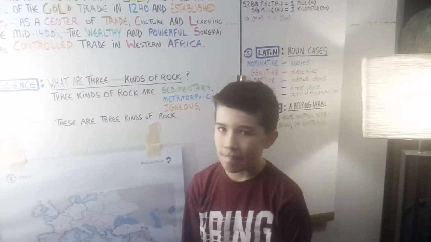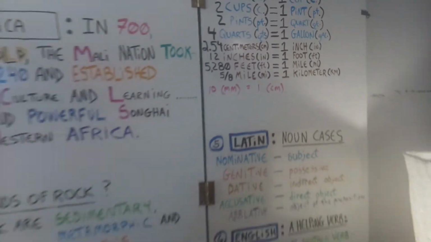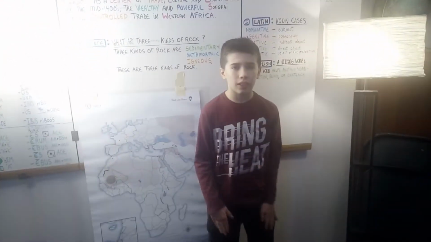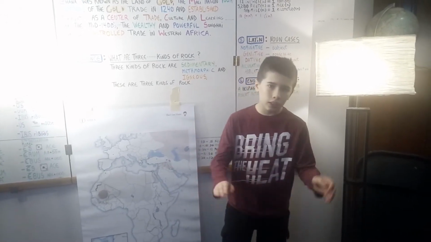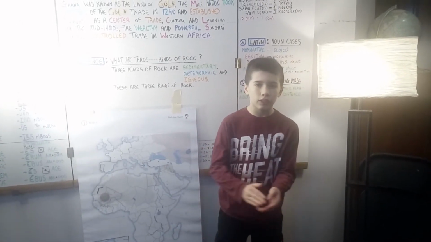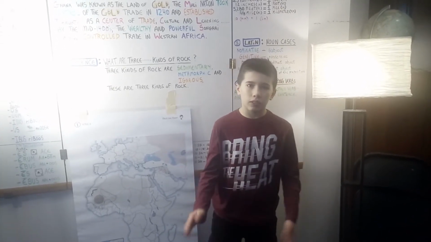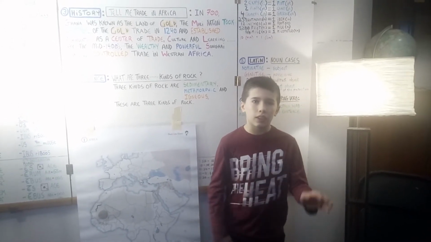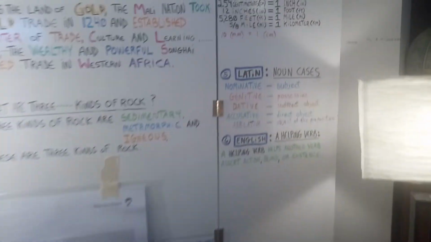All right, let's do our math song, and this week we left off with 4 quarts equals 1 gallon. So here we go. 1, 2, 3. 4 quarts equals 1 gallon. 2.54 centimeters equals 1 inch. 12 inches equals 1 foot. 5,280 feet equals 1 mile. 5/8 of a mile equals 1 kilometer. 10 millimeters equals 1 centimeter. And that's next week, but we just thought it sounded good together. So you want to do the whole song?